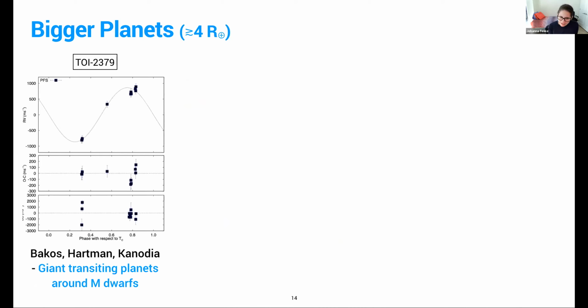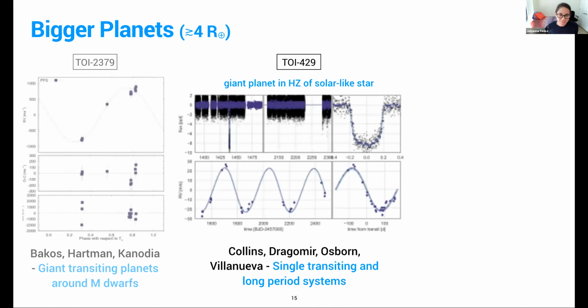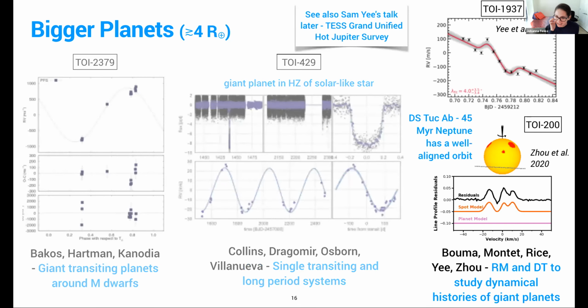And then finally, I just wanted to highlight a few other non-small planet, but also I think really interesting science cases. The giant planets around dwarfs. I am not a huge fan of giant planets, or I have not been in the past, but this work is making me a fan of giant planets. And Shubham Kanodia is a new postdoc at Carnegie, also working on this. We have several people following up single transiting planets and really trying to get at the longer period systems that are, of course, more challenging to detect with TESS. And then a group of folks doing RM and Doppler tomography observations to really study the dynamical histories of giant planets. And Sam has a talk later today about his Grand Unified Jupiter survey.